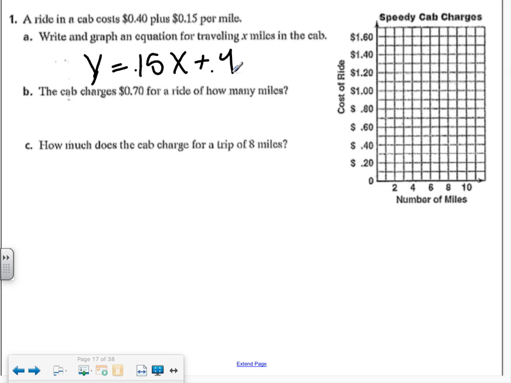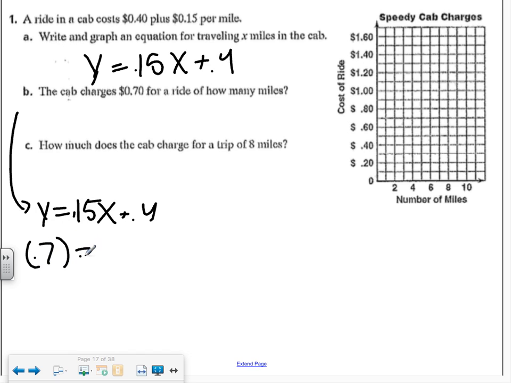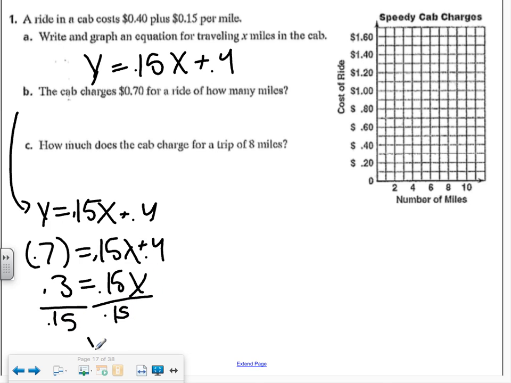If the cab charges 70 cents for a ride, how many miles? Well, 70 cents corresponds to the y value because it's total cost. So we want to substitute in 0.7 for y. So it would be y equals 0.15x plus 0.4, so 0.7 equals 0.15x plus 0.4. Subtract the 0.4 from both sides. Dividing both sides by 0.15 gives us x equals 2.